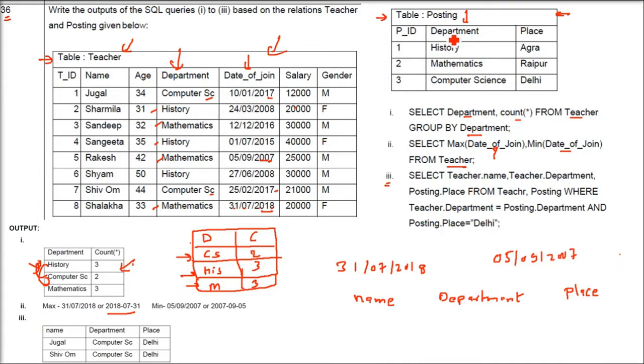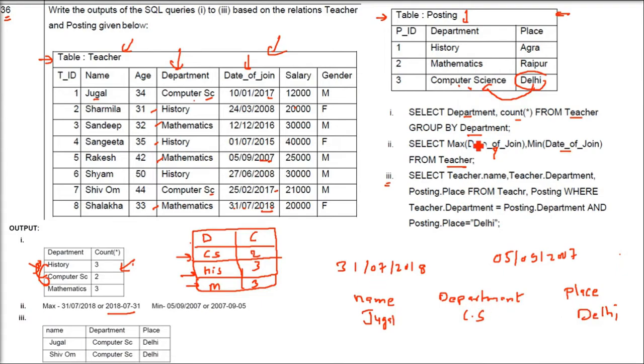So in the posting table, which is the posting place for Delhi? Posting is Delhi, so it is computer science relating to it. Delhi takes us back to computer science, and computer science takes us back to the names. So only computer science names you have to write. Jugal is the first one. Delhi, computer science, Jugal.